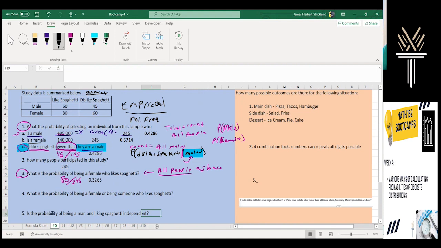So now we're looking for the probability of being a female or being someone who likes spaghetti. So this or is interesting. It means that I'm happy if I find somebody in this category, or I'm happy if I find somebody in this category. The only category I don't want is men who don't like spaghetti. You could be a man who likes spaghetti, that meets that requirement, or you could just be a female, that meets that requirement. And so both those categories are acceptable as long as it just leaves out that one box. And again, we're not going to do the complementary method right now. We're just going to focus on solving these directly.